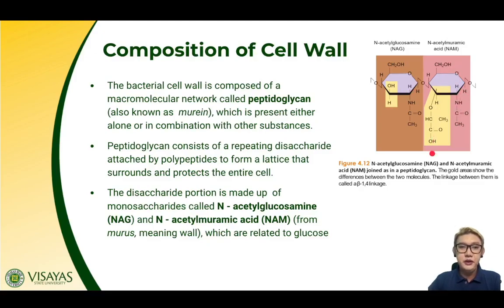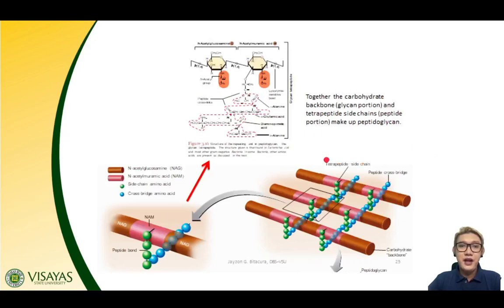So it is actually a disaccharide, but it is a glucose derivative. Together, the carbohydrate backbone, the NAG and the NAM, forms the glycan portion. However, connecting this glycan portion, the repeating disaccharide, are the tetrapeptide side chains. This makes up the peptide portion. So the peptidoglycan is a combination of a tetrapeptide and a glycan portion.